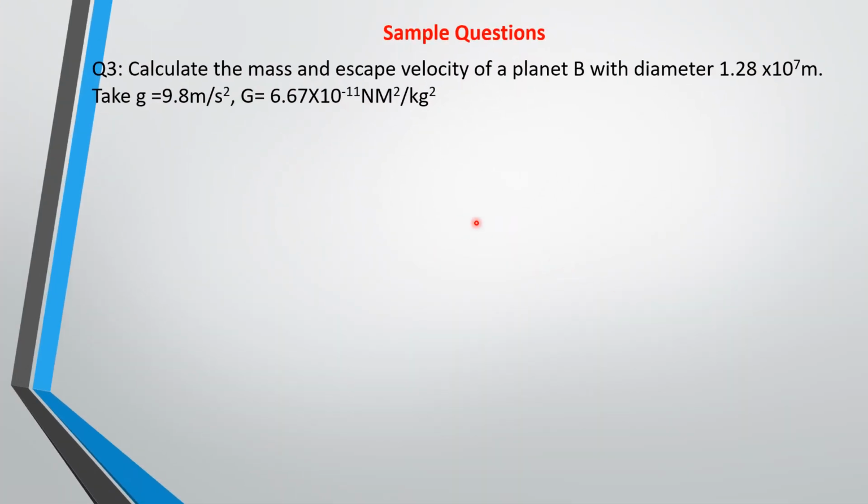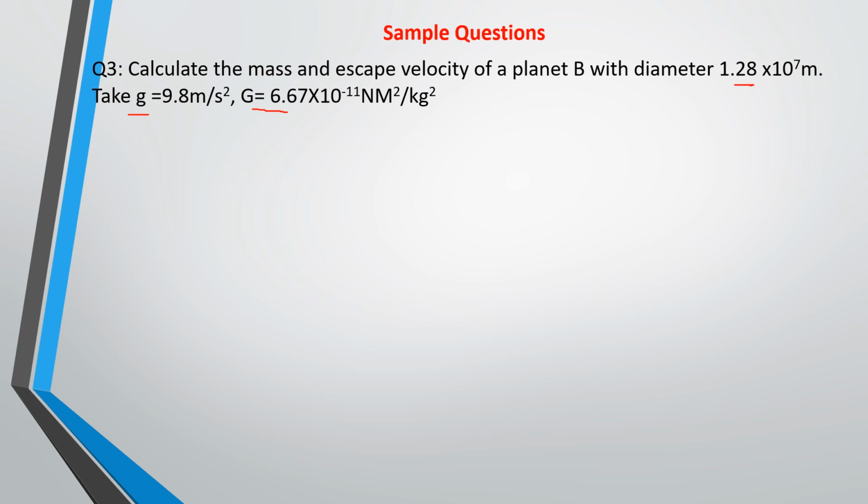This is another question. Calculate the mass and escape velocity of a planet B with diameter 1.28 × 10⁷ meters. Take small g to be 9.8 meters per second squared and capital G to be this. If you look at this question, it varies a little bit from what we've done before. Here you are given the diameter, you are given capital G, and you are also given small g.